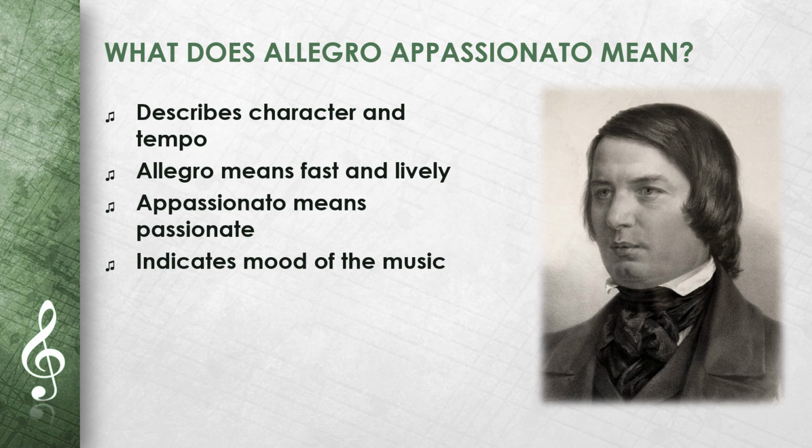Allegro appassionato is a term used to describe the character and tempo of a piece of music. Allegro means fast and lively. Appassionato means passionate. Together, these words describe a fast and emotional piece of music. Composers use such terms to tell musicians how to play the piece. They also give the listener an indication of the mood of the music.